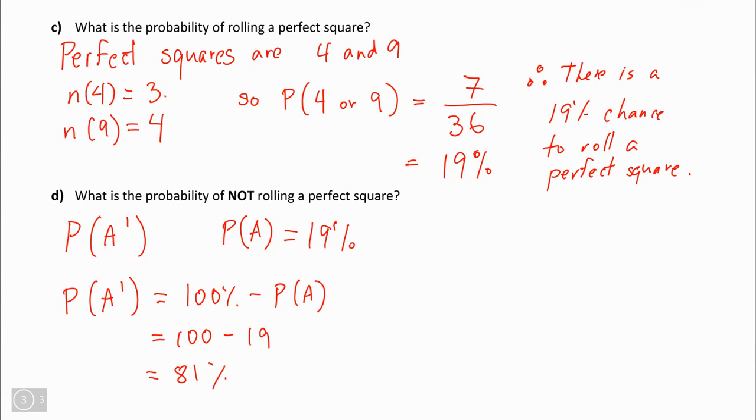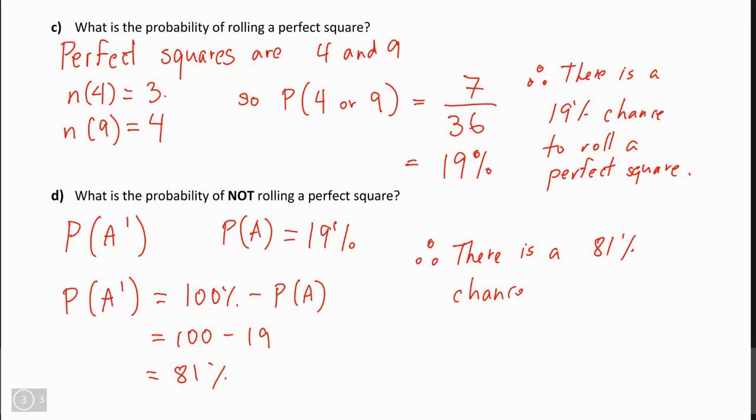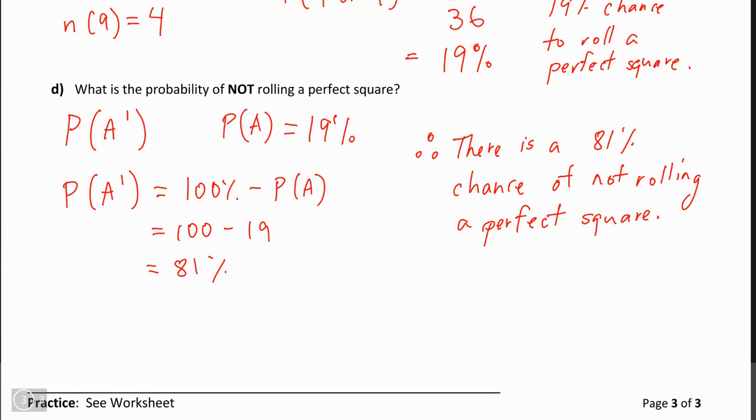Okay, so therefore there is an 81% chance of not rolling a perfect square. Okay, and that's our lesson for theoretical probability 1.2.